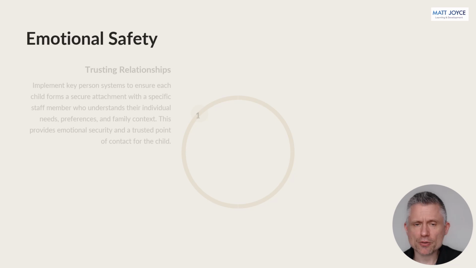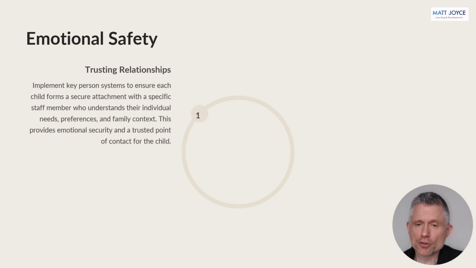In terms of emotional safety, it's crucial that we build trusting relationships, that we implement key person systems to ensure each child forms a secure attachment with a specific staff member who then understands their individual needs, preferences, and family context. This provides emotional security and a trusted point of contact for the child.